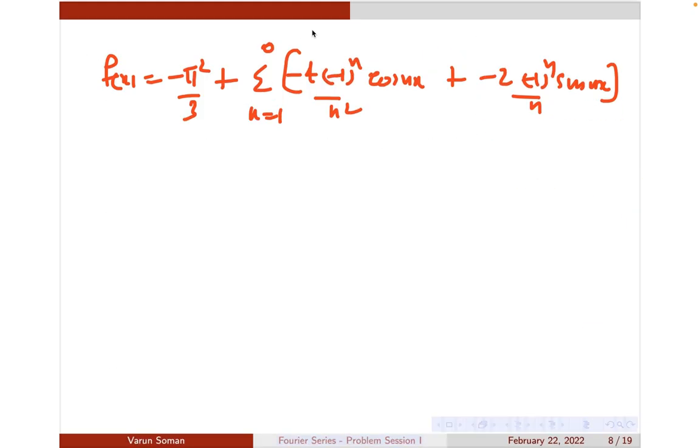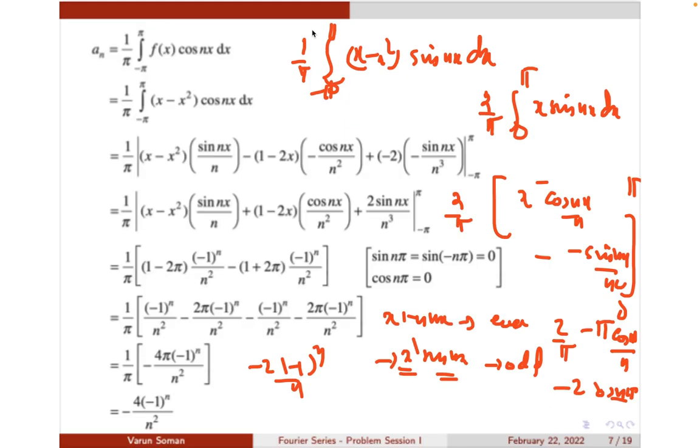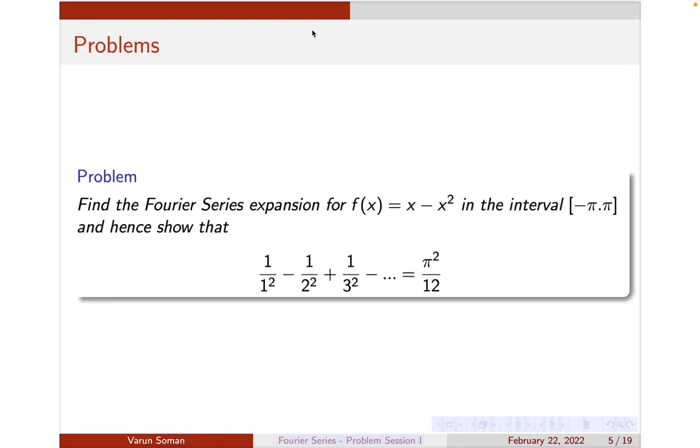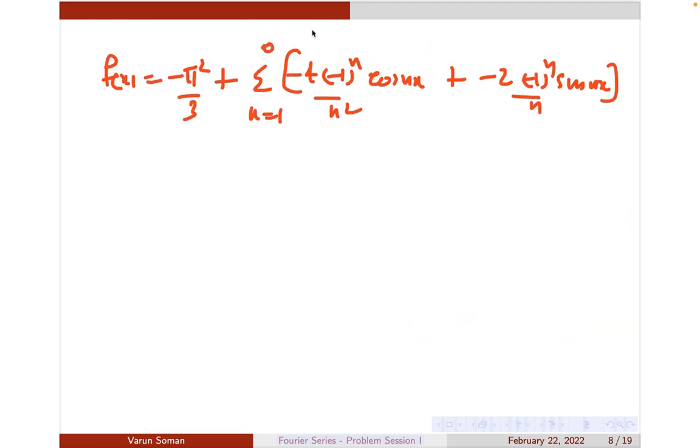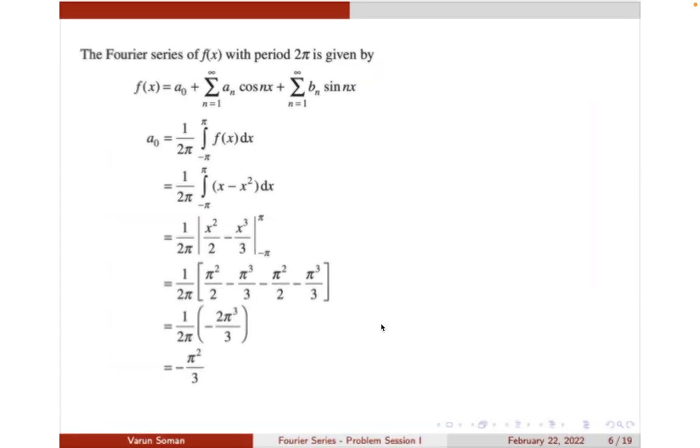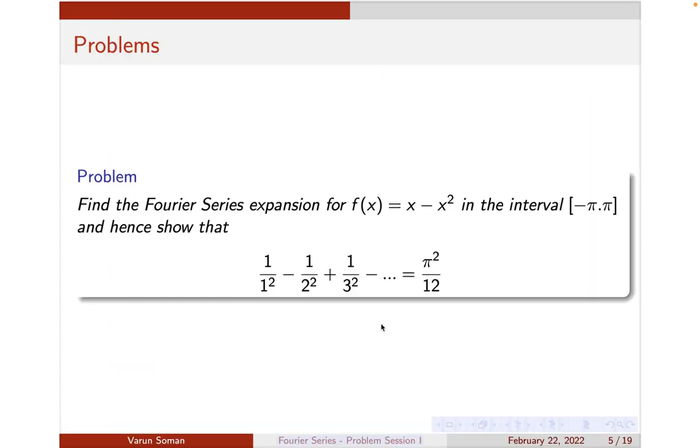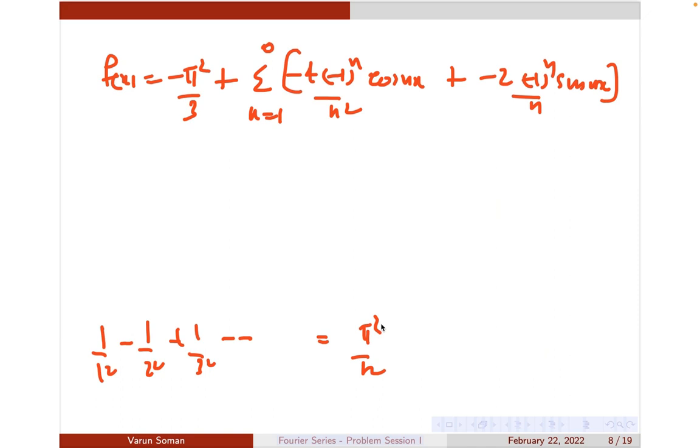So this was the expansion, and you have to make a deduction here. In the question there was a deduction question also. You have to show that 1 by 1 square minus 1 by 2 square plus 1 by 3 square minus etc., which is equal to, I think it is pi square by 12. I don't remember it. Let's check it out. It is equal to pi square by 12. Okay, so we have to do it that way.